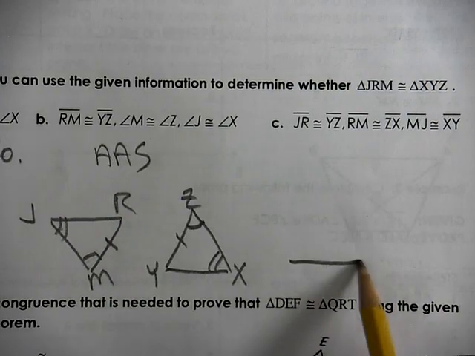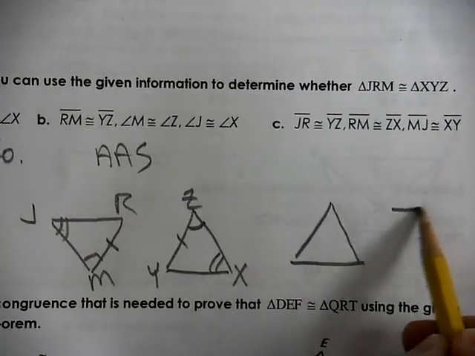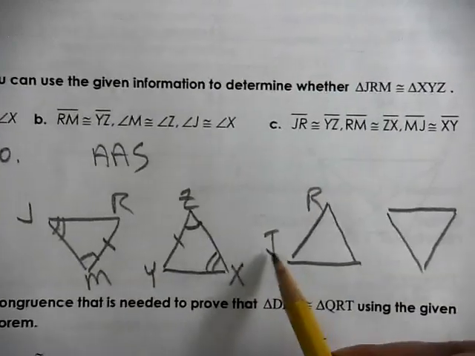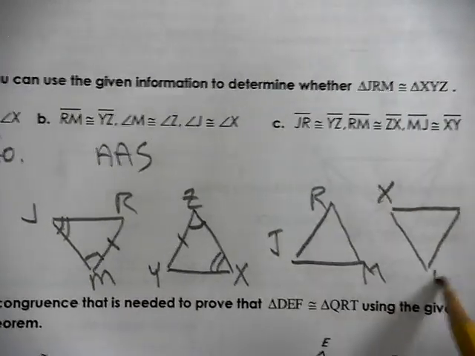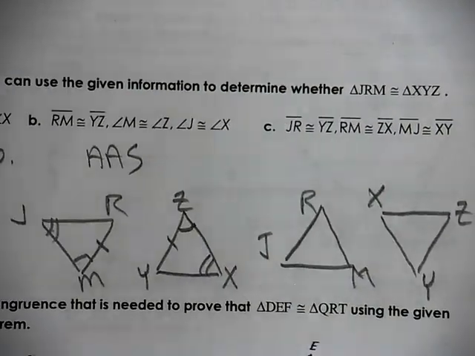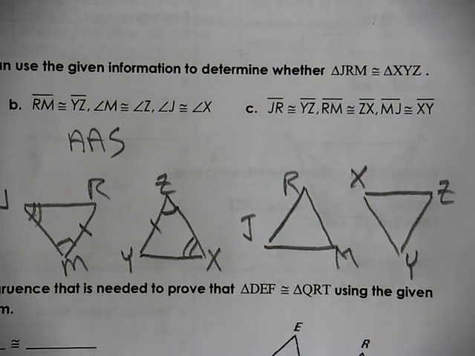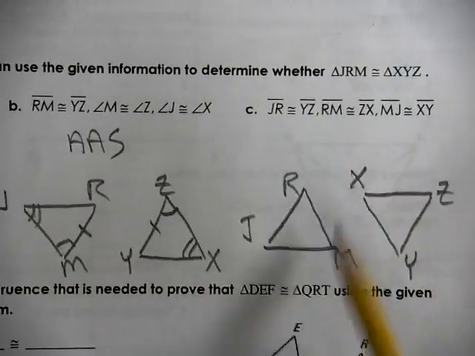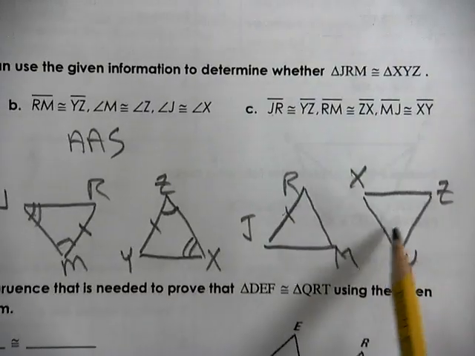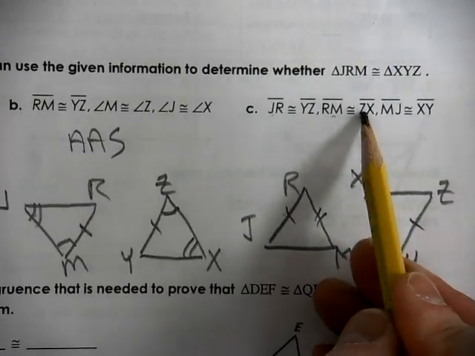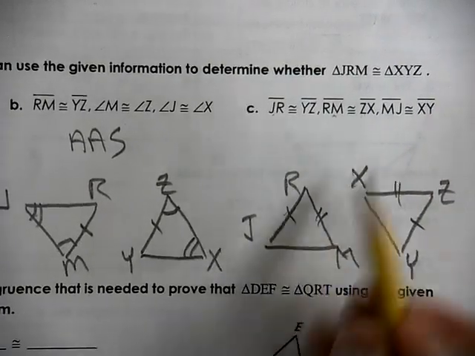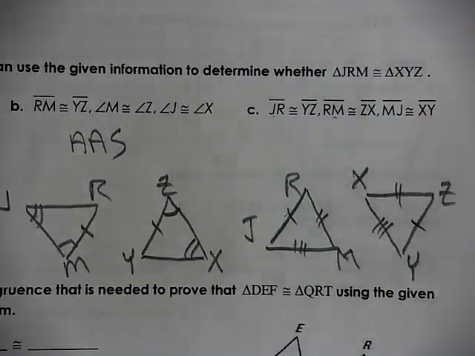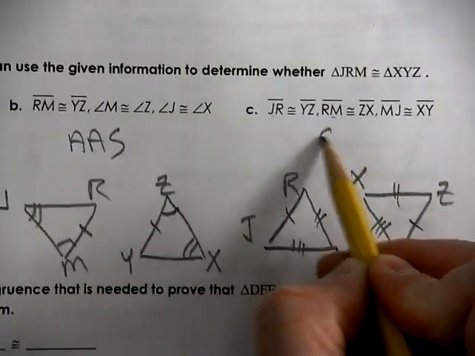Draw your triangles any way you'd like to draw them. Label them in any pattern you want to label them in. JRM and XYZ. Sometimes we get in a habit of orienting the 2 triangles exactly the same, and it makes it too easy to be able to see your parts. So this is JR being congruent to YZ, RM being congruent to XZ, and JM being congruent to XY. Why are these 2 triangles congruent to each other? Side, side, side.